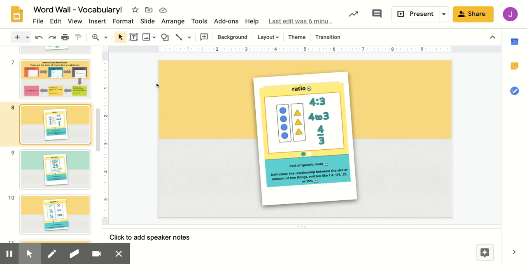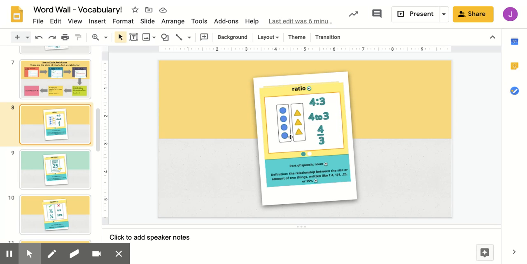All right, everybody. So today we're going to be going over some of the Unit 1 vocab that we have. So let's start off with this word, ratio. Ratio is defined as the relationship between the size or amount of two things. It can be written like 1:4 or 1/4. It can be written as 0.25 or 25%. So it's simply just the relationship between the amounts of two things.